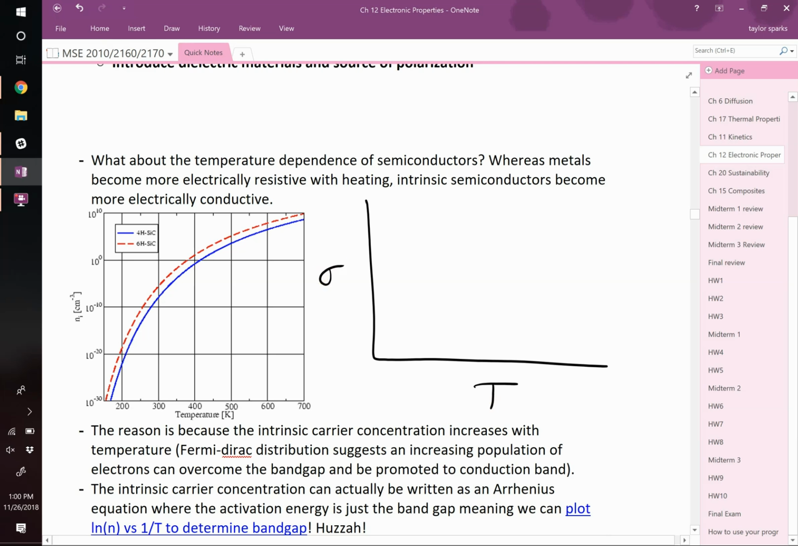Okay. Up or down? Does it go up or down? It's definitely going to go up. A semiconductor is going to go up in conductivity, right? So it might look something like, let's do a different color. It's going to go up.